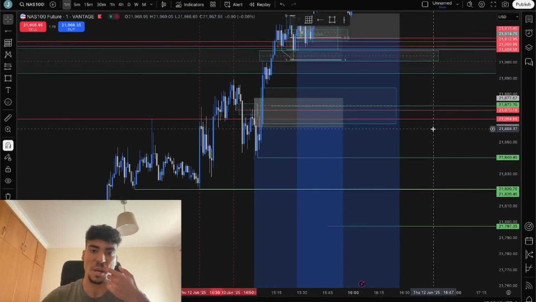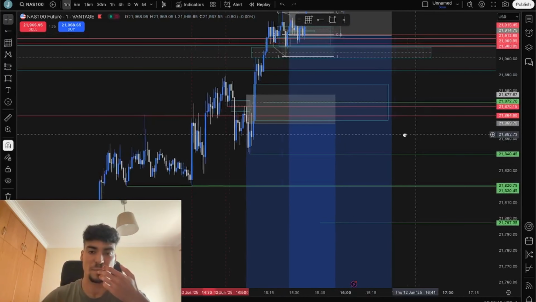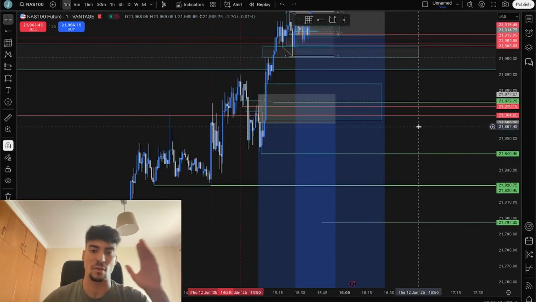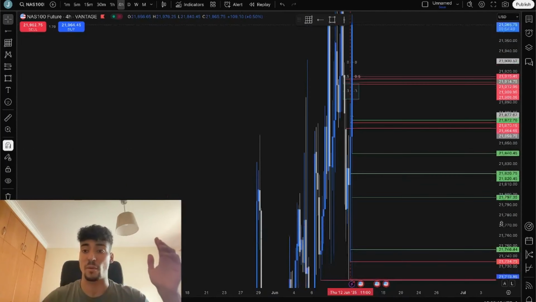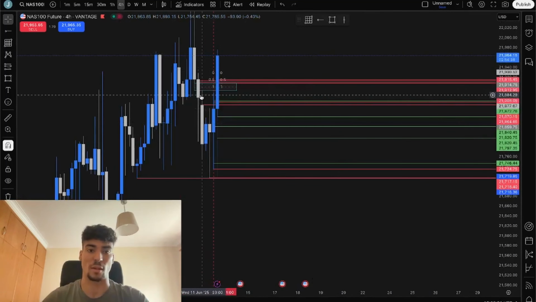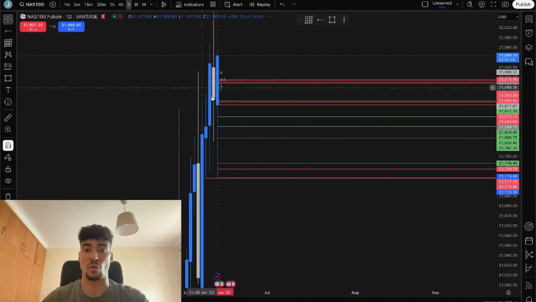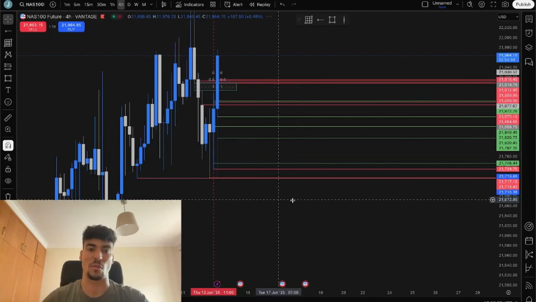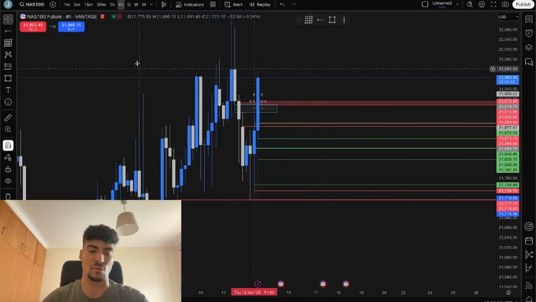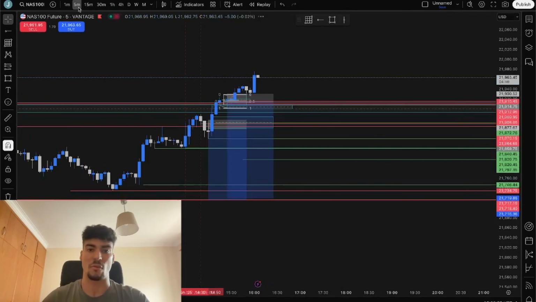But again, I do not like to break my rules. I follow my rules. My bias was bearish. On the 4 hour, we were bearish actually. So on 4-hour market open, we were bearish, even though on the daily we were bullish. So for the day I was bearish, and these relative equal lows as well were a very strong draw on liquidity.